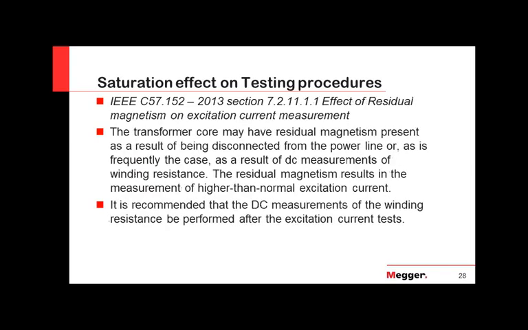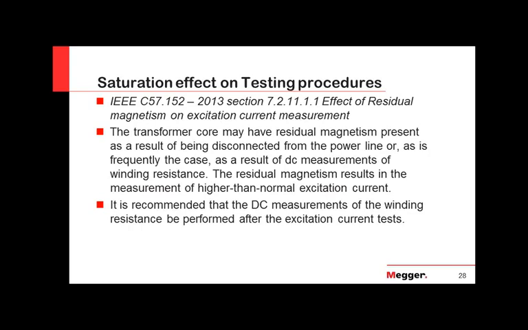Then we have in C57.152 again, 7.2.11.1.1, the effect of residual magnetism on excitation current measurement. So again, one of the things that we have to remember is that the excitation current test, together with power factor testing, is one of the fundamental routine testing procedures that we have in the field. So anything that we can do to improve the quality of the results, to have a better interpretation of the results, should be taken into account.